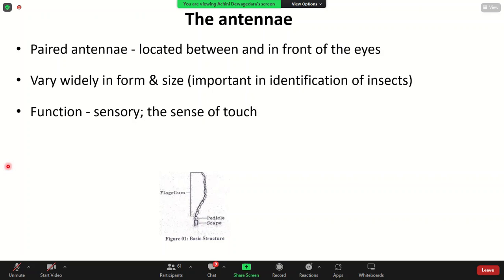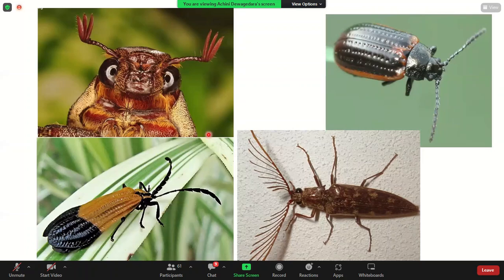Right? The main function is sensory. They sense the touch, and many other sensors are available, but this differs. I told you that there are a large number of insects inside this Insecta. So the form and size of antennas vary, and their functions also vary. Right? So here you can see some examples. There are different names given for these different types of antennas.